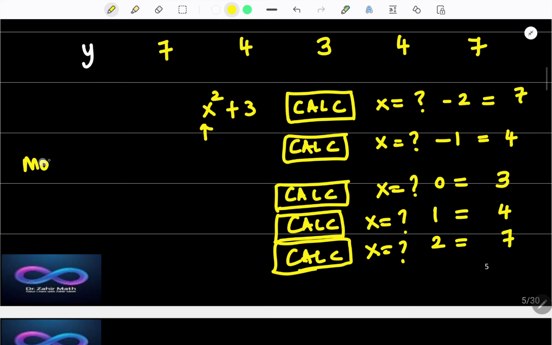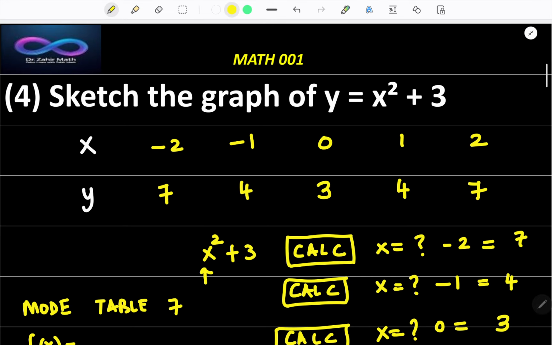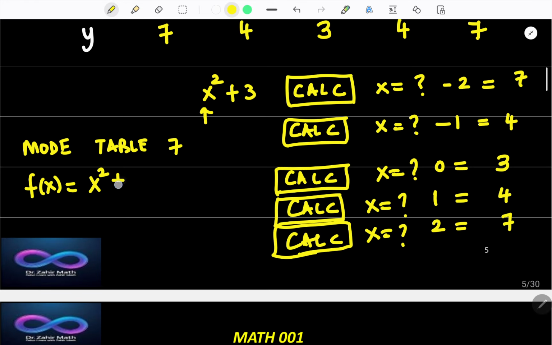Just go to MODE, right? Mode, and then press table. The number is 7. So MODE table, you can press 7. When you press 7, it will ask you f of x. You can write f of x is what? This one, x squared plus 3. So type x squared plus 3 and then press equal.